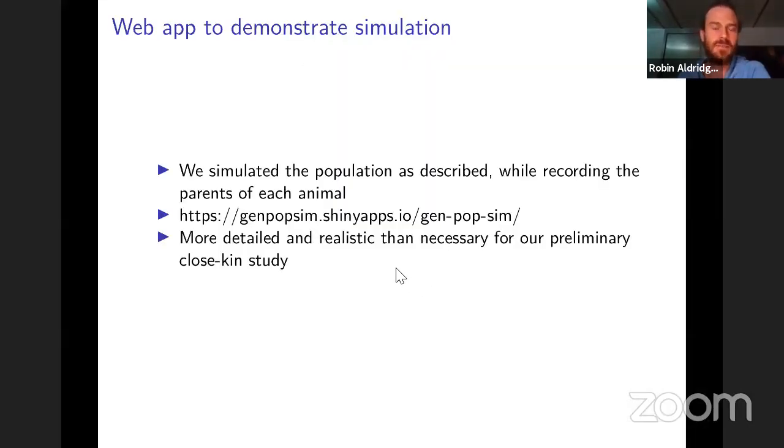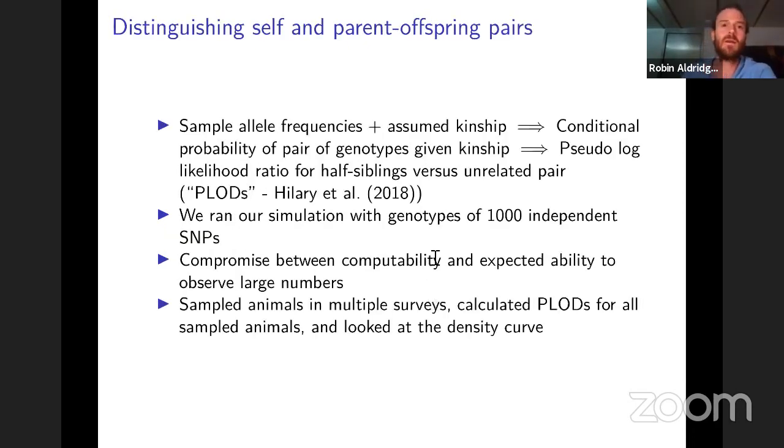So this simulation is quite detailed and realistic, and in fact we haven't been able to use all of that detail in our modeling yet, but we've got it there. So to distinguish self and parent-offspring pairs, which are the ones we're using in this preliminary model, we're using PLODs as they're described in Hillary et al. 2018. From the sample allele frequencies and an assumed kinship, you can find the conditional probability of a pair of genotypes given that kinship.